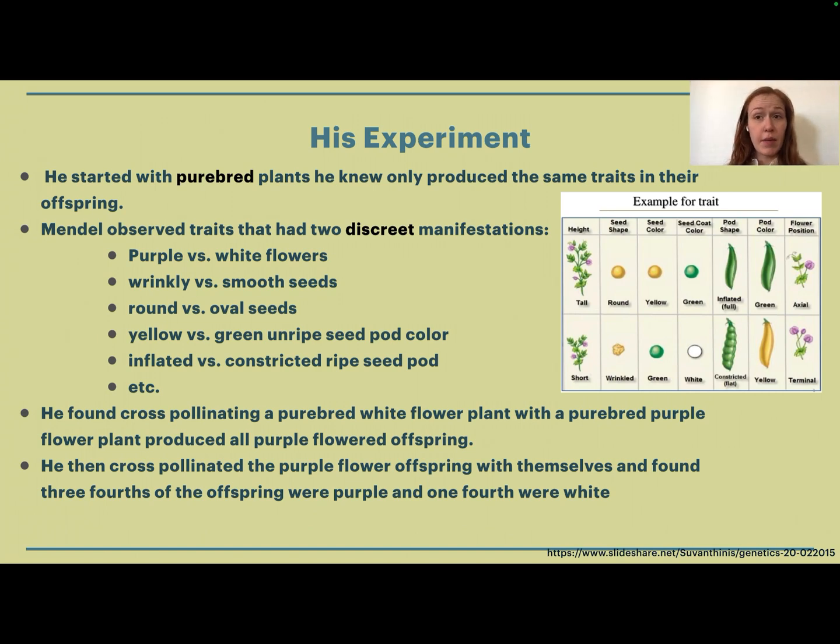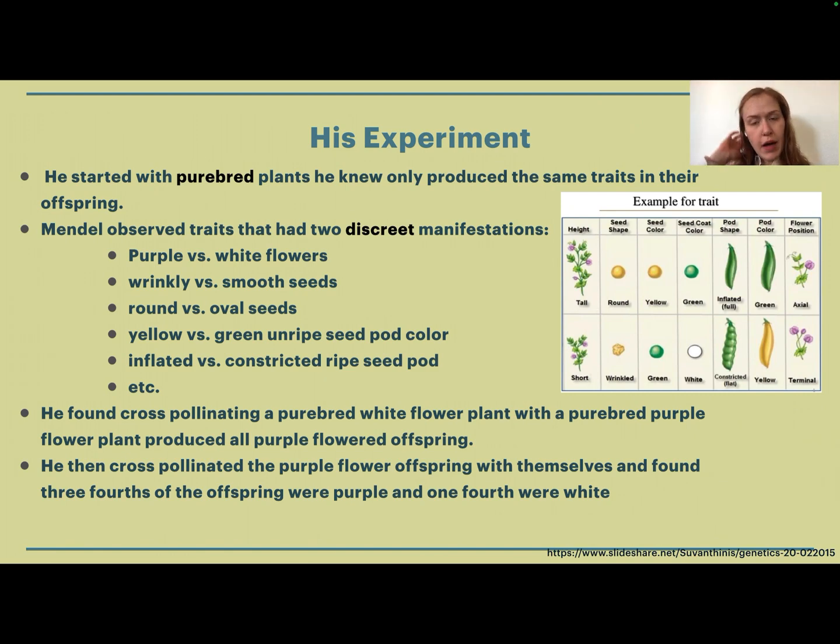He started with only purebred plants that he knew produced the same traits. So only tall plants produced only tall offspring, short plants produced only short offspring, and so on. Mendel also decided to observe discrete traits, meaning it was either or. There was no mixing of them, so it's purple or white flowers, wrinkly or smooth seeds, round or oval seeds, etc. He decided to study 7 different traits. For the purposes of today, I'm going to focus on flower color, just to make it a little easier.